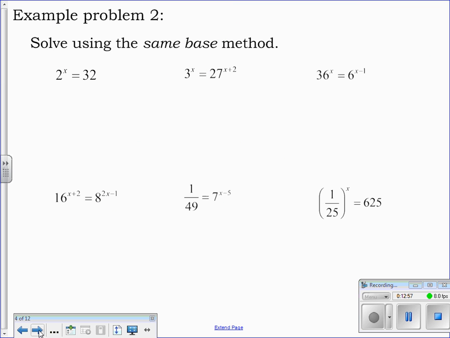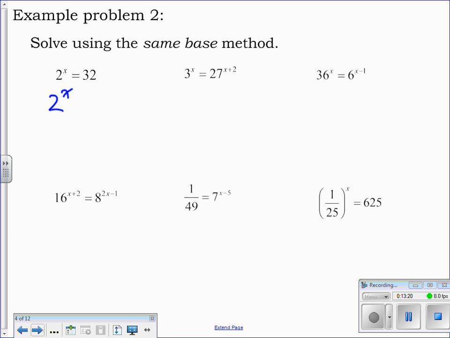Now, this we've done as well. We've done same base. It's been a while. And these are a little bit goofier than the ones we did before. They're a little more complicated. The same base ones before were fairly simple. First one, just like we did before. Rewrite 32 as 2 to some power.